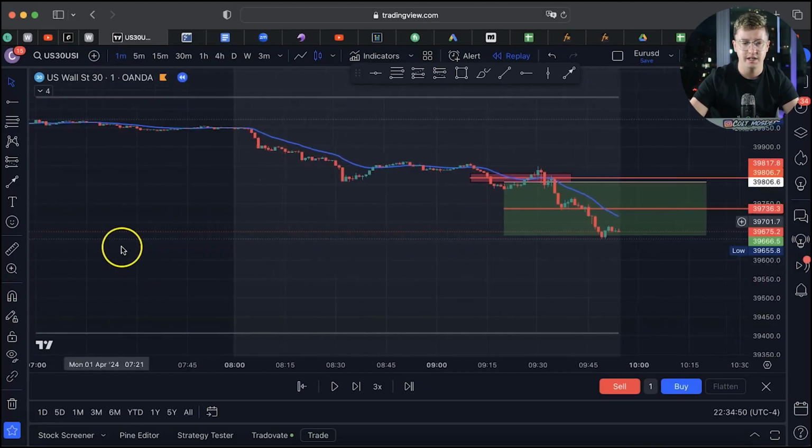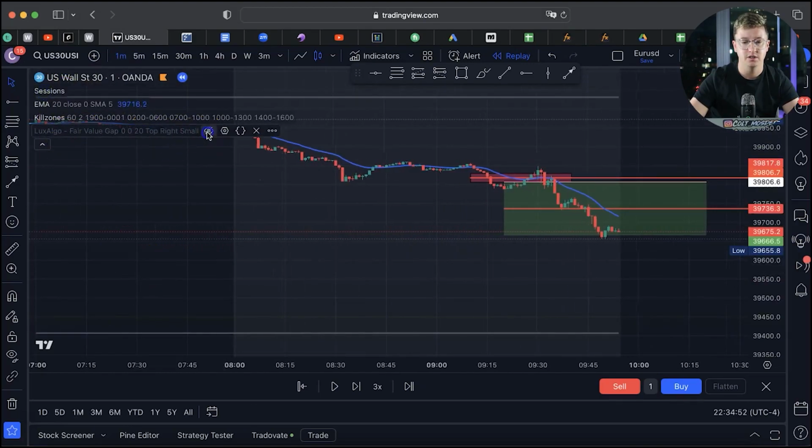If we're on the 1-minute right here, I turn the fair value gap on, look. Oh my gosh, there's like 20 right here. So it's hard to figure out which fair value gap you want to use.